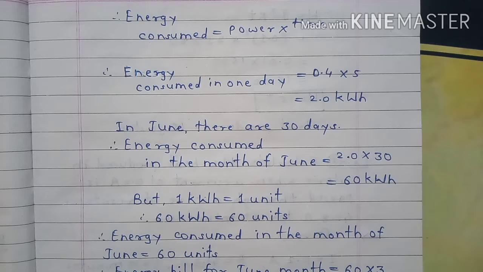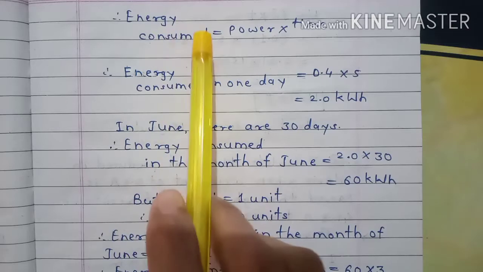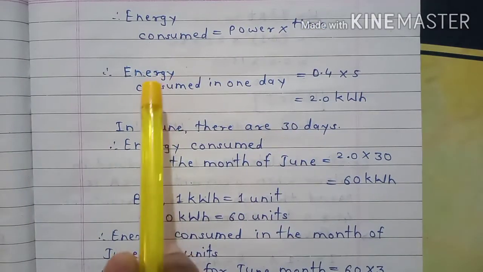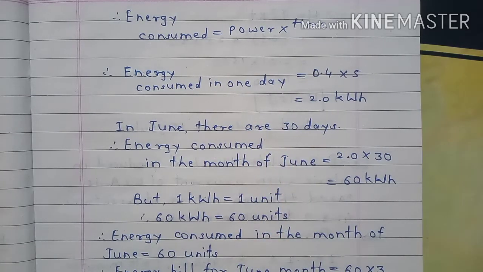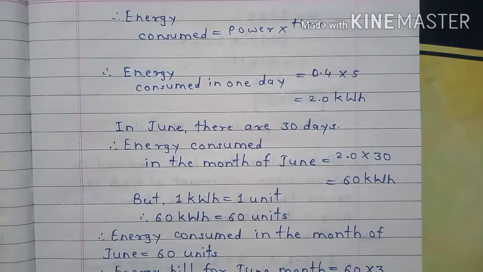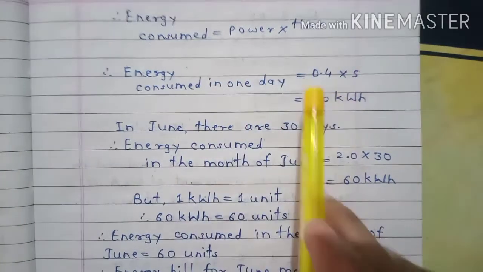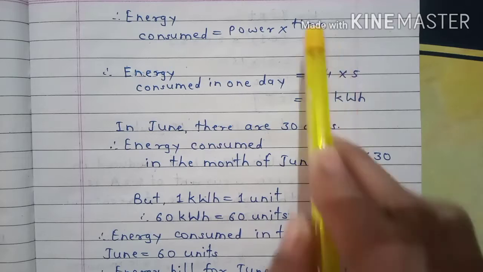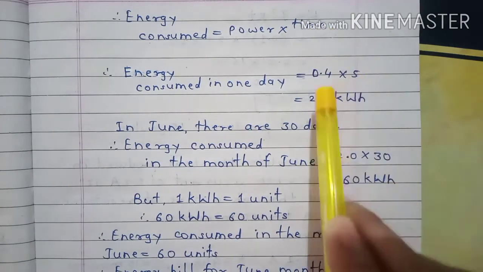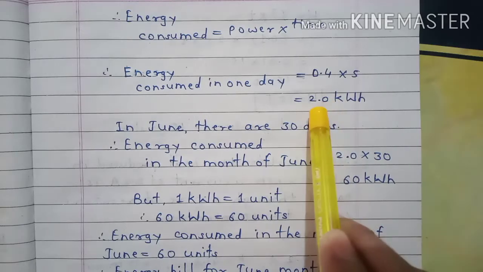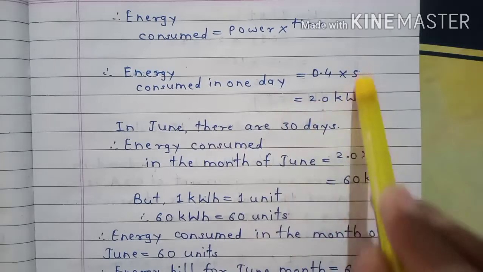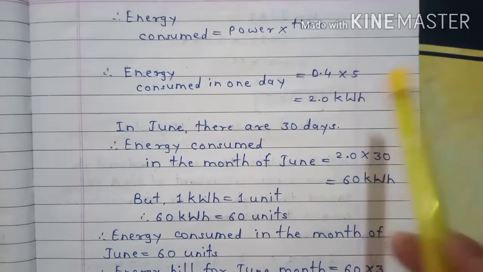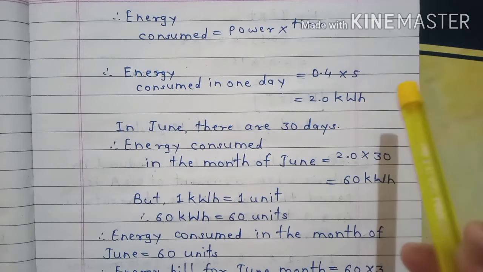Now we will calculate, first of all, the energy consumed. Energy consumed E is equal to power into time. Therefore, energy consumed in one day only, because in one day we are using this power for only 5 hours. So power is 0.4 kilowatt into time, that is hours only, that is 5. So 0.4 into 5 will be 2 kilowatt hour. So this much energy is consumed in one day in the case of the June month.